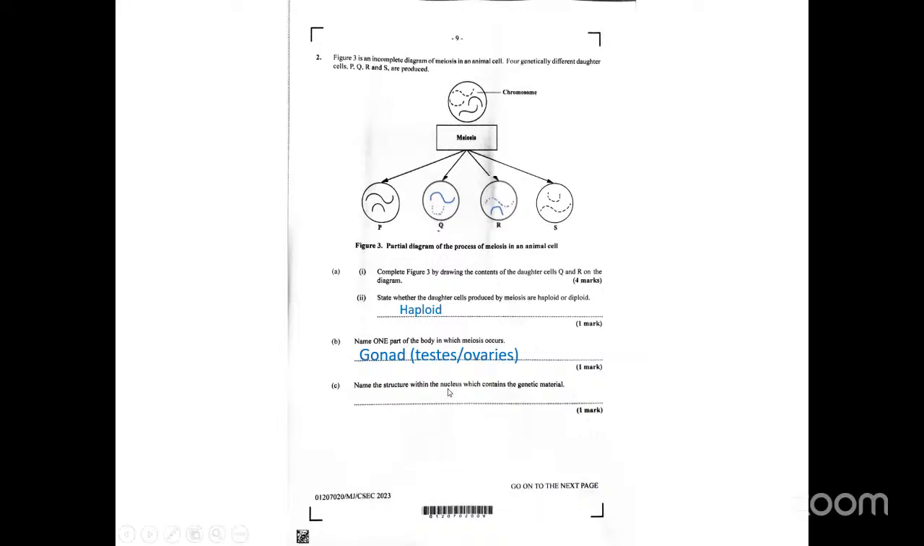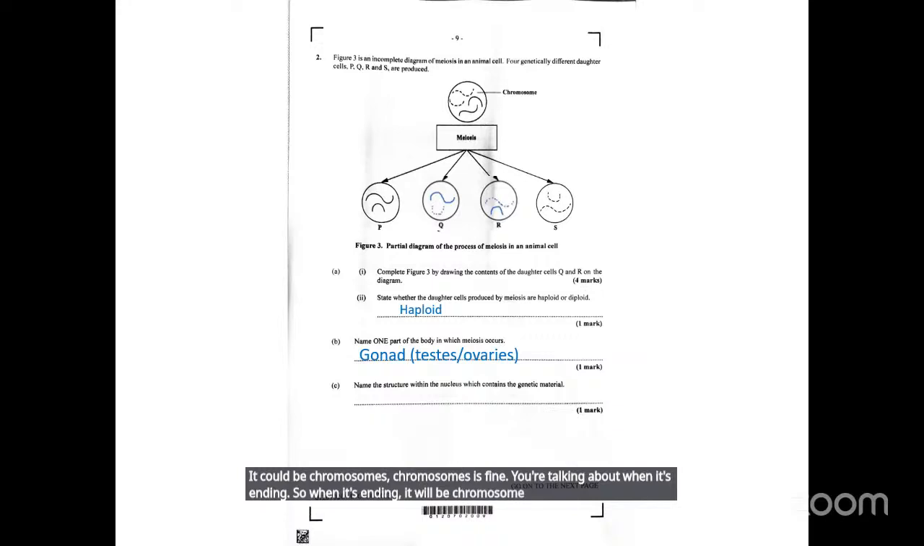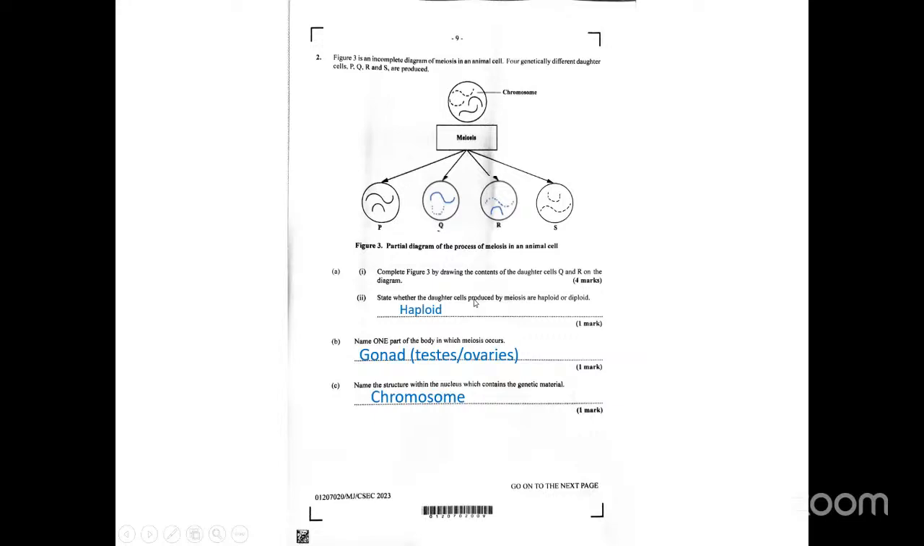And now name the structure within the nucleus which contains genetic material. Chromosomes. Chromosomes. Okay. Chromatin? Chromatids? Chromatin thread? Yeah, it could be chromosomes. Chromosomes is fine. Chromatids is fine. Oh, yeah, you're talking about when it's dividing. So when it's dividing, it will be chromosome. When it's not replicating, chromosomes is fine. Okay.